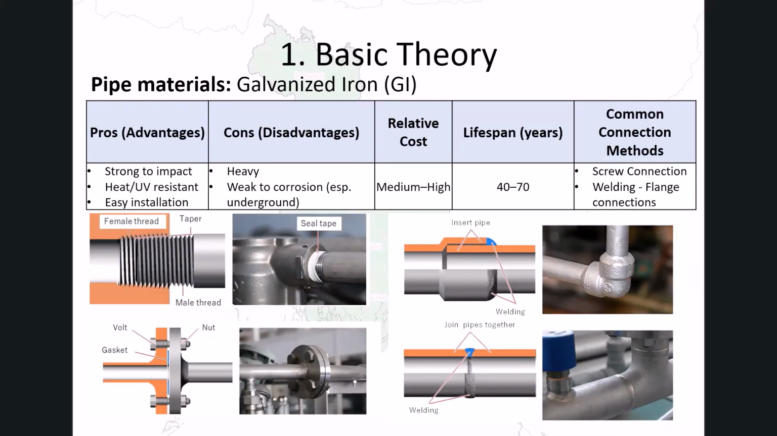Galvanized iron pipes are resistant to heat and impact but are highly susceptible to corrosion, especially when buried underground. For this reason, galvanized iron is mostly used for exposed sections, water pipe bridges, or small indoor installations. Screw connections are the most common joining method.